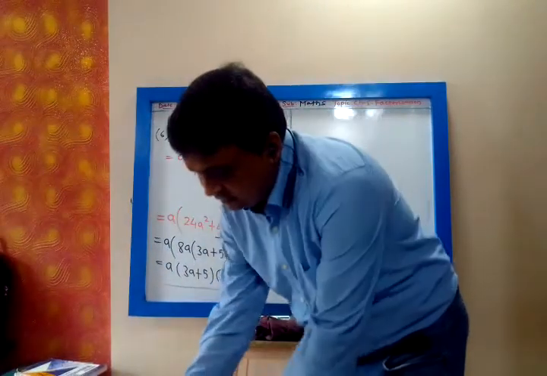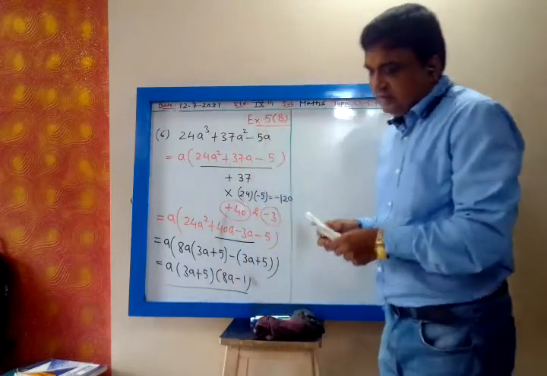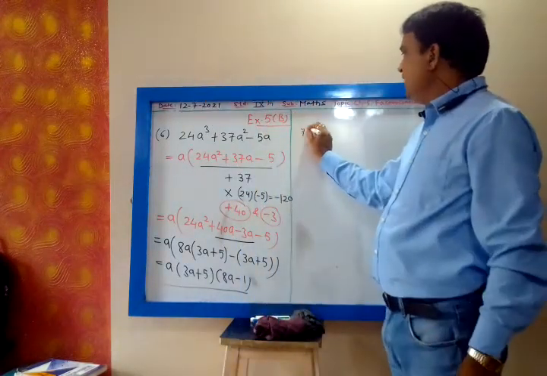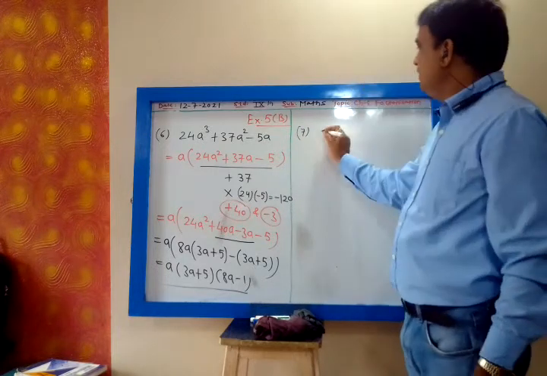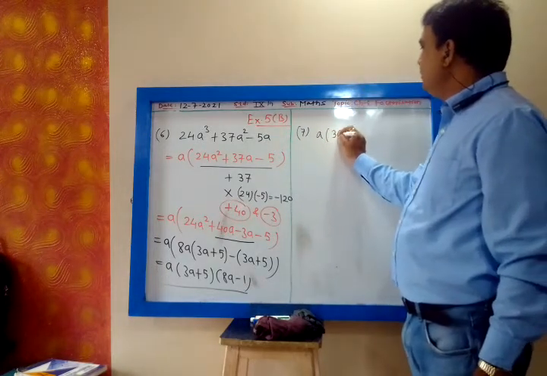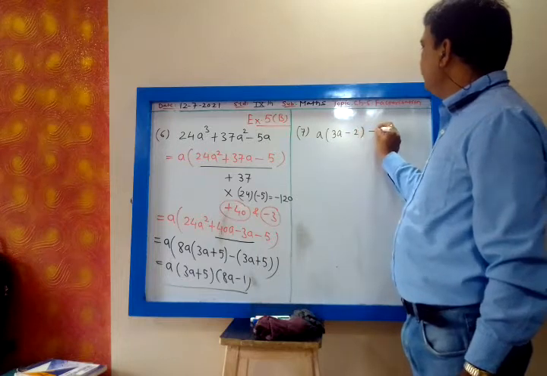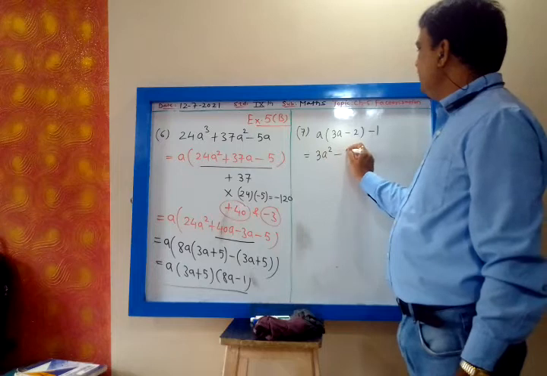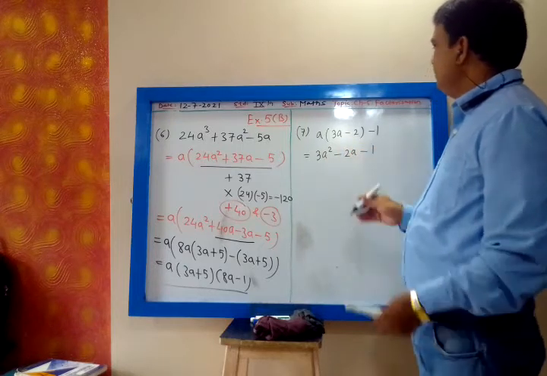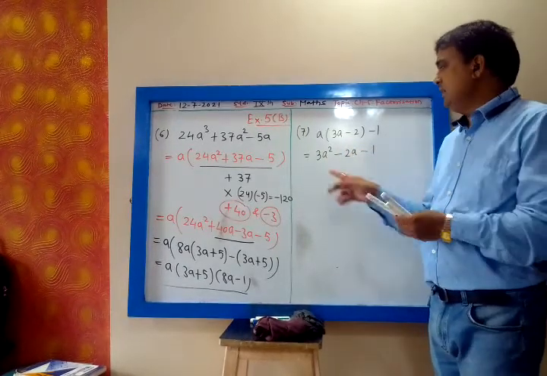Okay, so let us continue. Sixth one over, now seventh one. a into 3a minus 2 minus 1. You open the bracket. That will be 3a square minus 2a minus 1, which is the quadratic where coefficient is 3.